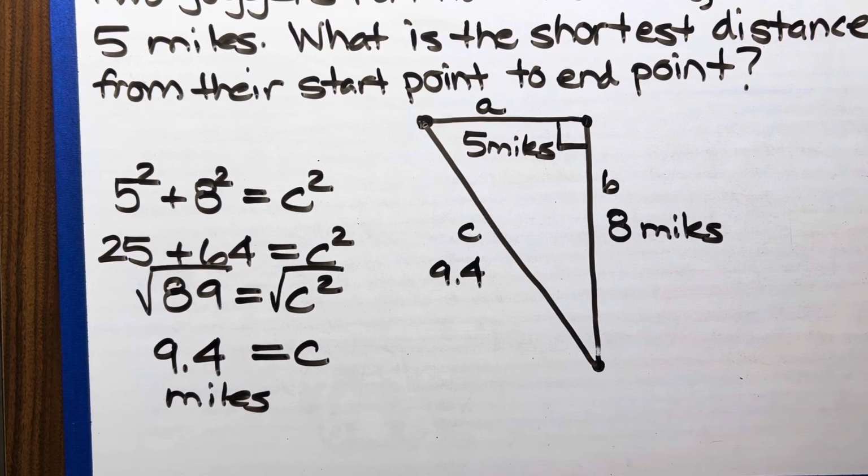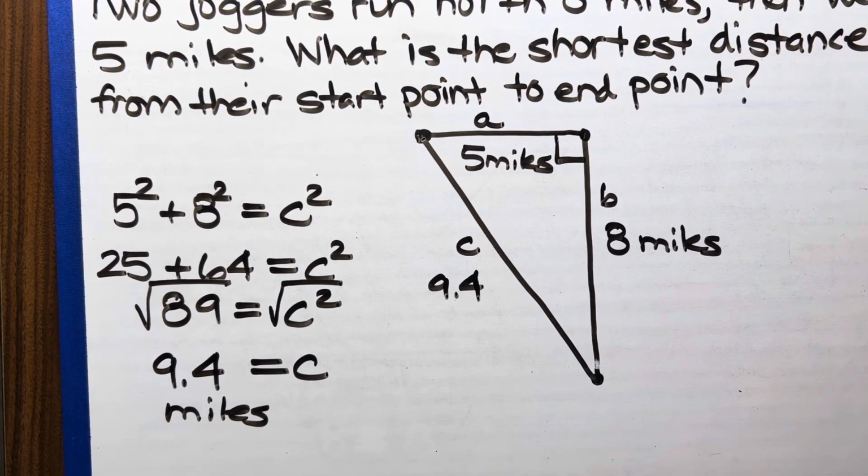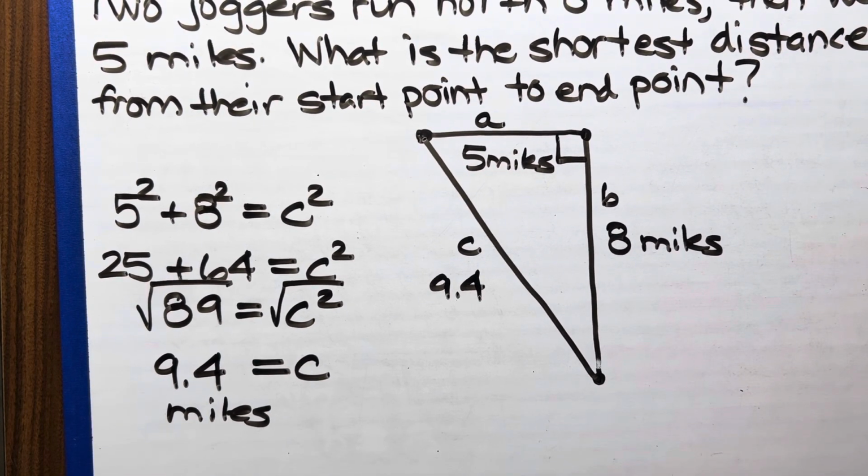So that's one way that you can solve a word problem, by creating your own right triangle and using the Pythagorean theorem.